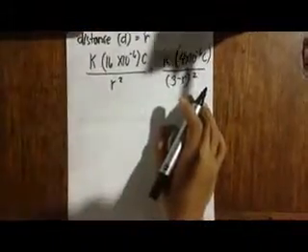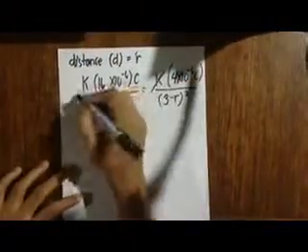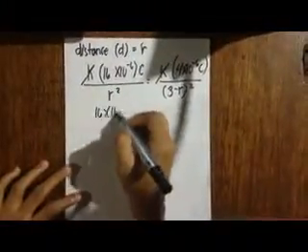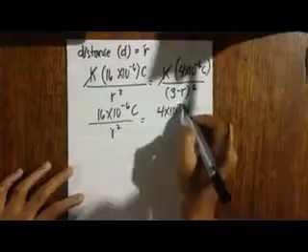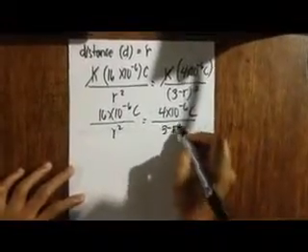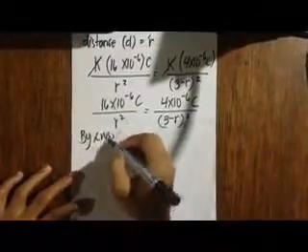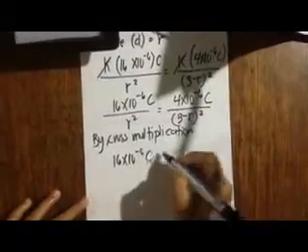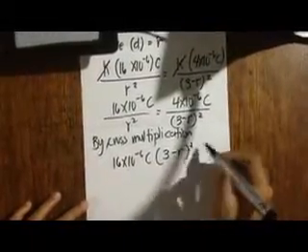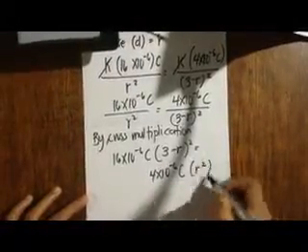So how are we going to simplify the equation? So both K are cancelled. So 16 times 10 to the negative 6 coulomb all over R squared is just equal to 4 times 10 to the negative 6 coulomb all over 3 minus R squared. By cross multiplication, 16 times 10 to the negative 6 coulomb multiplied by 3 minus R squared will just be equal to 4 times 10 to the negative 6 coulomb times R squared.